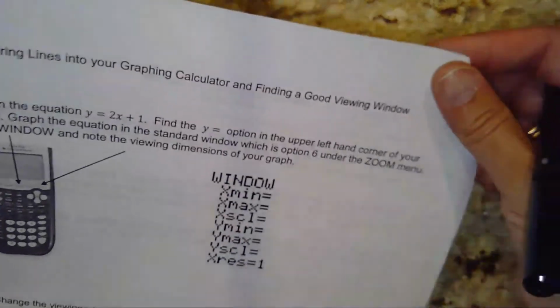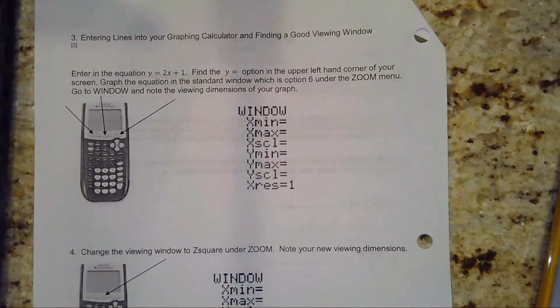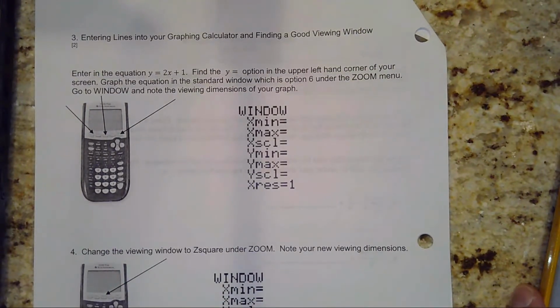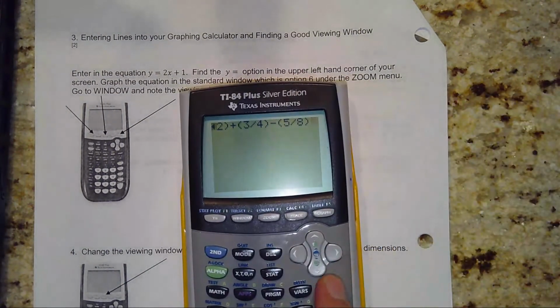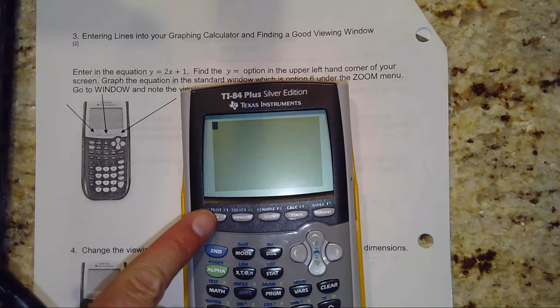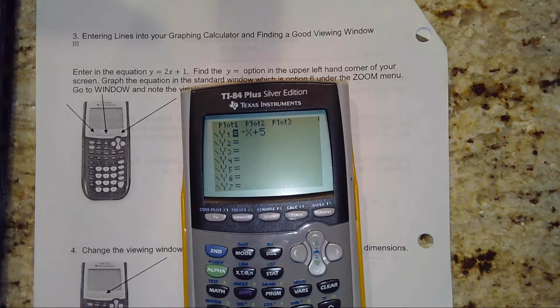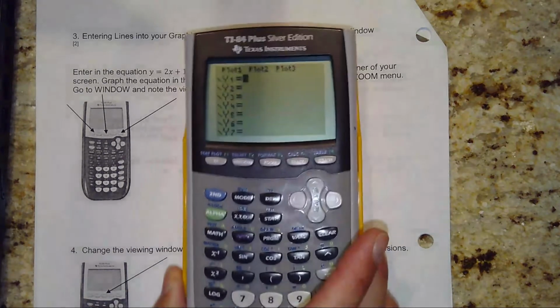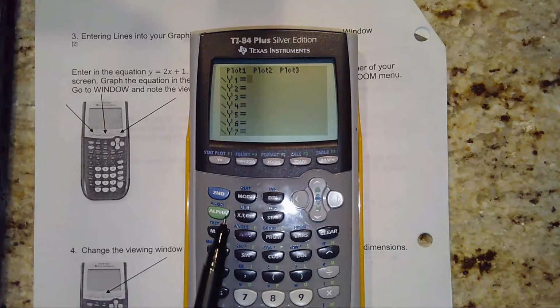we're going to enter a line into our calculator, all right? And then mess around with the viewing window. So to enter any sort of equation into your calculator, we're going to hit that y equals button. When you hit that button, I have some stuff in my calculator, so I'm going to hit clear. And then to enter the x value, you use the key that's right next to alpha. It says X, T, theta, n. That's how you enter x.